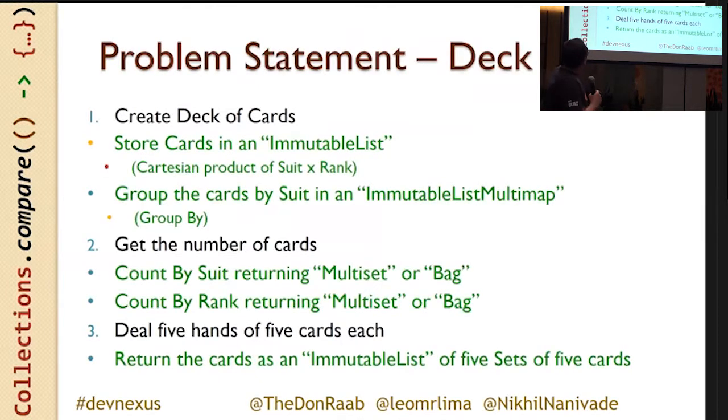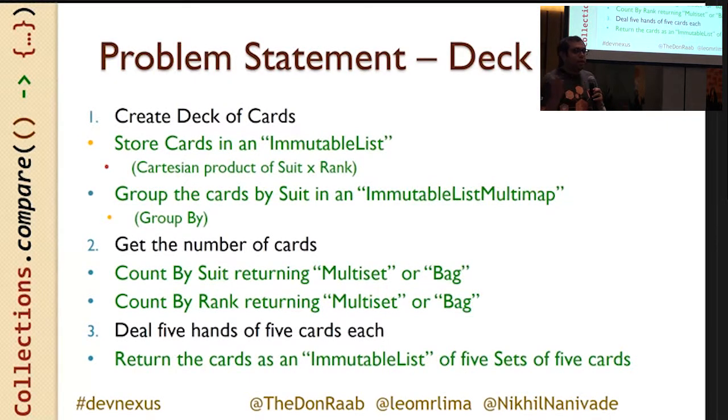So we broke the problem down into three important parts, essentially to cover the most common iteration patterns that we as developers write. The very first one was to store a deck of cards in an immutable list. To create that immutable list, you had to create a Cartesian product between rank and suit, the two enums.